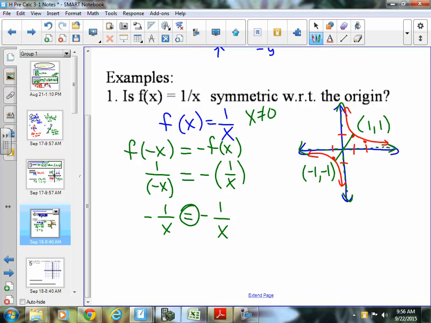What does that tell me? That they're equal? That means it does have symmetry with respect to the origin. It's a great way to show it for all of them. If the x changes sign, the y has to as well. Okay, let's try another graph like that.